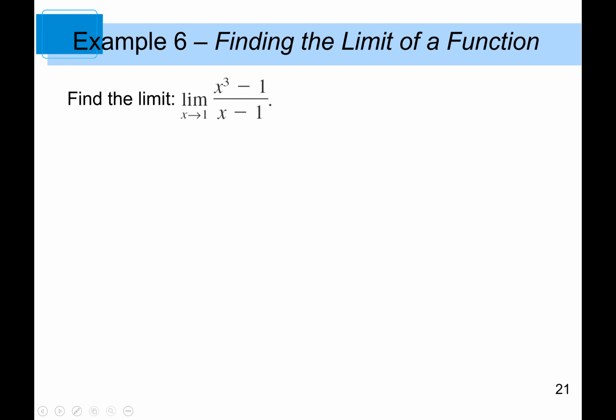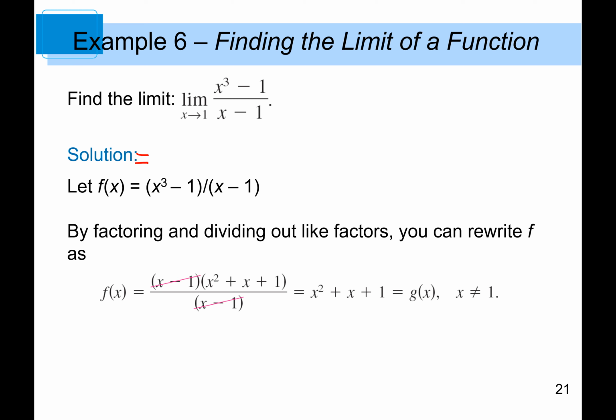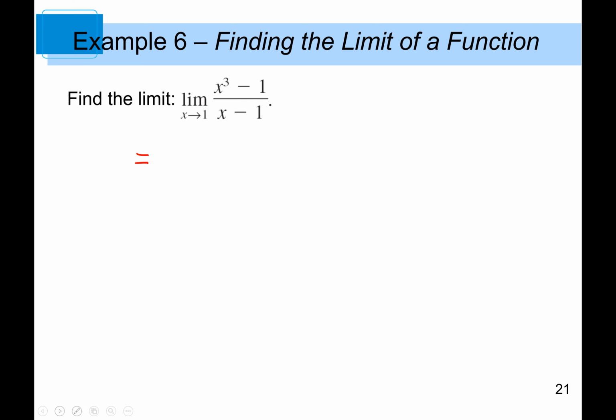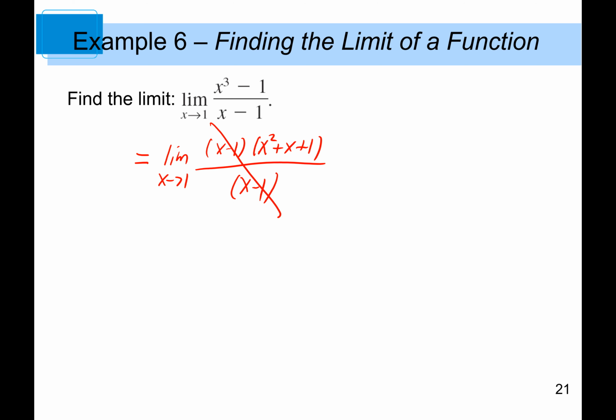Okay, so let's take a look at this particular function. Actually, we can factor the numerator, right? So it becomes x minus 1, x squared plus x plus 1. As you can see now, if you cancel that, we have a new function, which is x squared plus x plus 1. This function is exactly the same as that one, except when x equals 1, right?